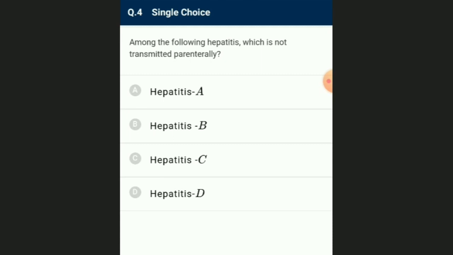Question number 4. Following hepatitis, which is not transmitted parenterally? Hepatitis is defined as the inflammation of the liver, usually due to viral infections, but sometimes it may also result from toxic agents. Hepatitis A and E are transmitted due to ingestion of contaminated food or water, whereas the other types of hepatitis such as B, C, and D are transmitted parenterally through contact with infected body fluids, which include receipt of contaminated blood or blood products. So the answer for this question is option A, hepatitis A.